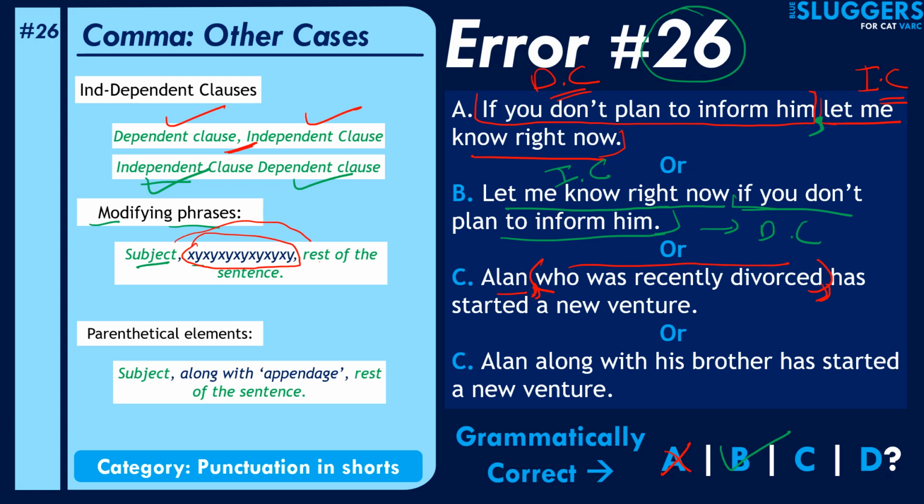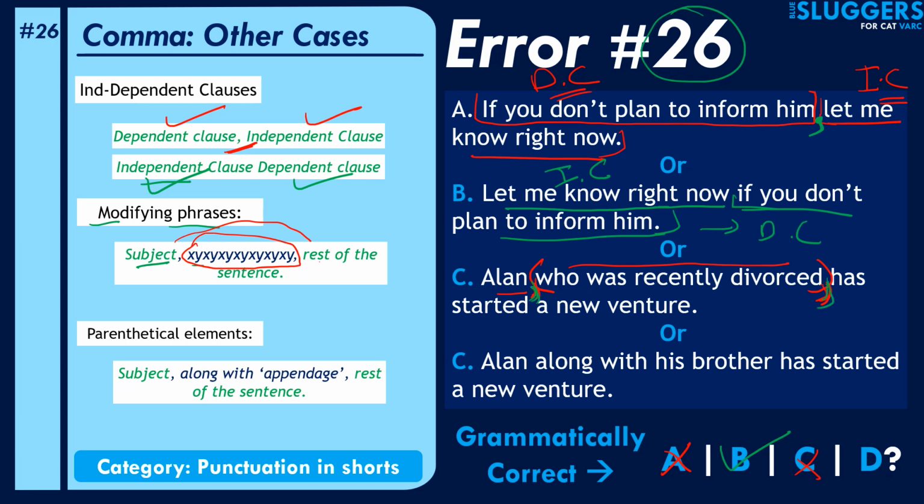And whenever you have these kinds of phrases, it is always necessary, in fact, to have commas here, right? You'd want a comma between Alan and where the phrase starts, and also a comma between where it ends and the next word, which in this case happens to be has. So the correct way of expressing the sentence would be: Alan, comma, who was recently divorced, comma, has started a new venture. That will be correct, but the actual sentence that was given here was incorrect. We have rectified it by putting some commas here.